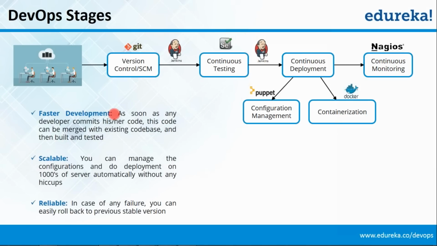So you get a lot of benefits for using DevOps approach. First one is the faster deployment. We were able to move the code very fast from dev environment to test environment. We need not wait for all the developers to commit their code.